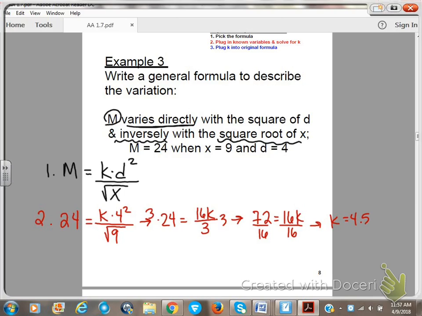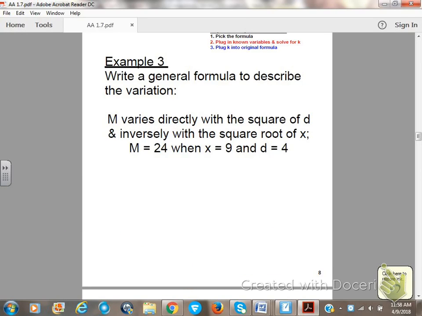4.5. So our general formula, just plugging that in, m equals 4.5 d squared divided by the square root of x. And that's your final answer.